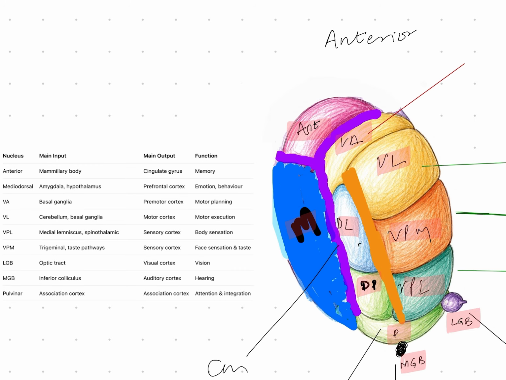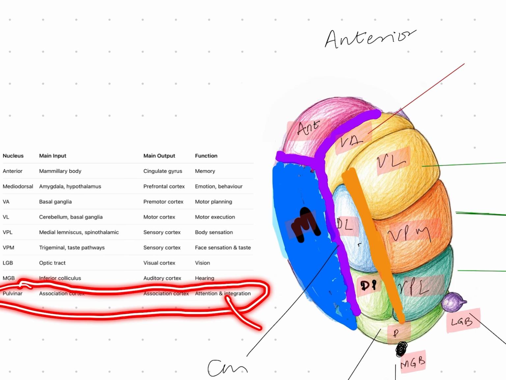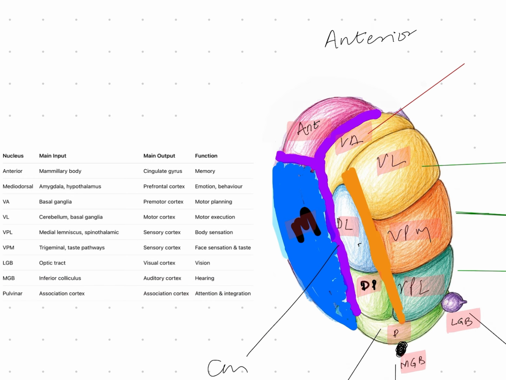Okay, and then the lateral dorsal and lateral posterior groups, and these are associated with sensory integration, attention, and multimodal processing, and especially the pulvinar, which is the posterior and largest. It is associated with visual attention and higher order sensory integration. Yeah, so pulvinar, association cortex, attention and integration is the pulvinar.